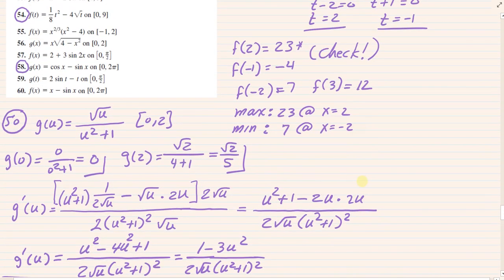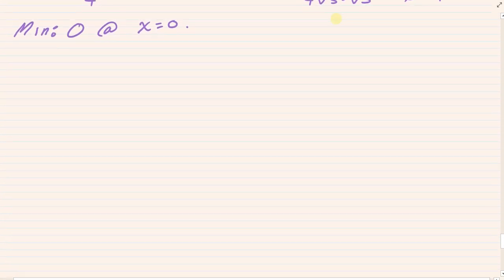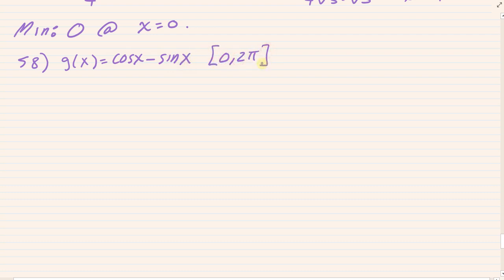Let's take a look at number 58, the last in this segment. This time g of x is cos x minus sine x on 0 to 2 pi. Cosine x minus sine x. Okay, so number 58, g of x is cosine x minus sine x over the interval from 0 to 2 pi, inclusive. Okay, so this is going to be, again, straightforward.